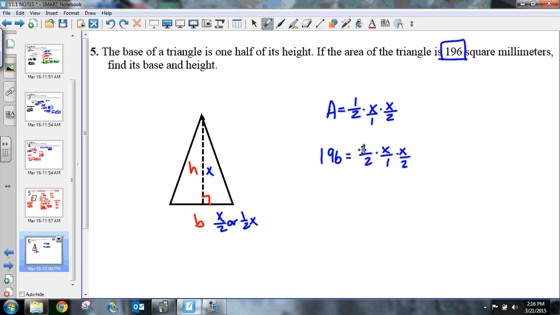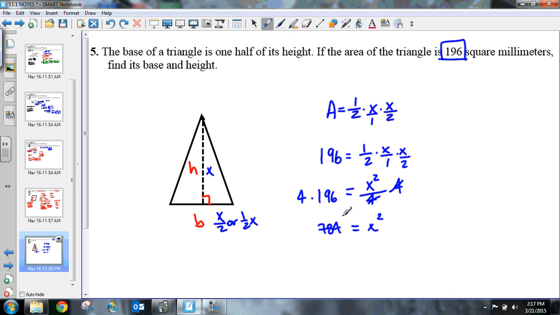Now, what I can do is multiply all my numerators together, and I get 1 times x times x. That's just going to give me x squared. Okay, and then I take 2 times 1 times 2, which is going to give me 4. So x squared divided by 4 equals 196. Now, if I'm solving this for x, I'm going to multiply both sides by 4. Okay, and so 4 divided by 4, those divide out. I get x squared is equal to 4 times 196, which is going to be 784.